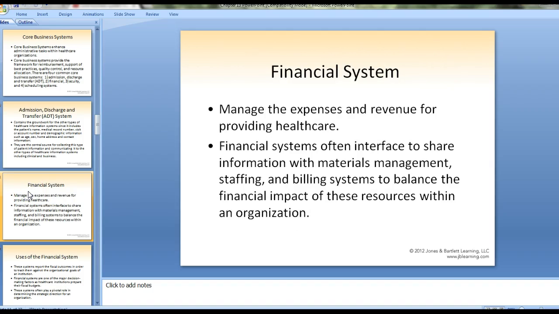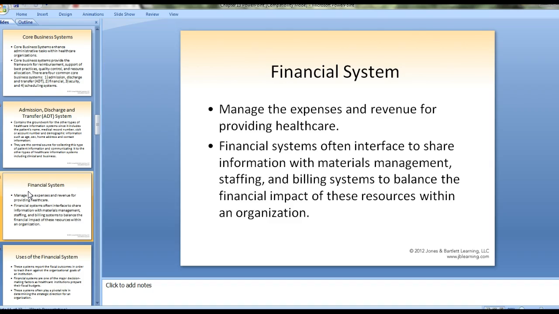The financial system manages the expenses and revenue for providing health care. This is really important because even though billing is a pain, if we don't do this right, we can't be paid and we can't have a hospital. So financial systems interface to share information with materials management.